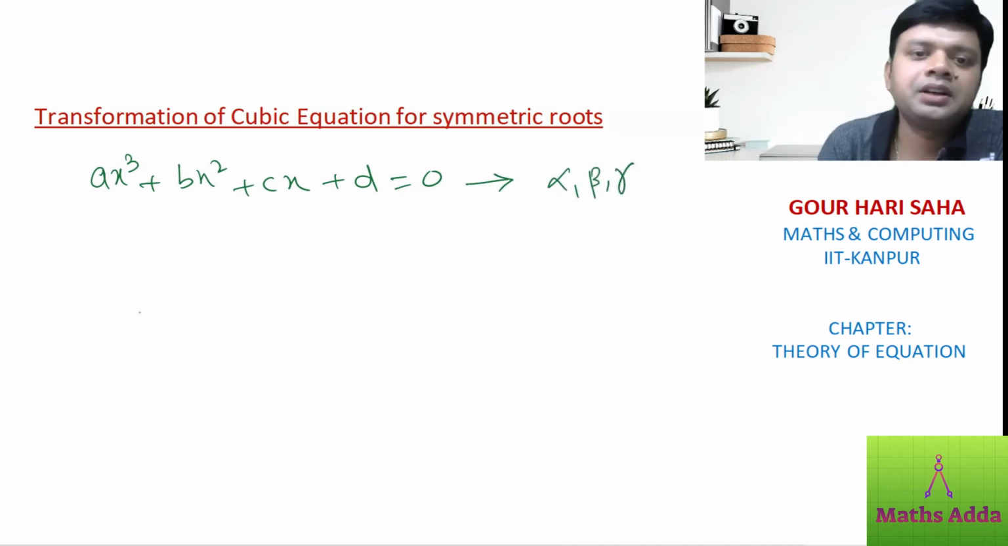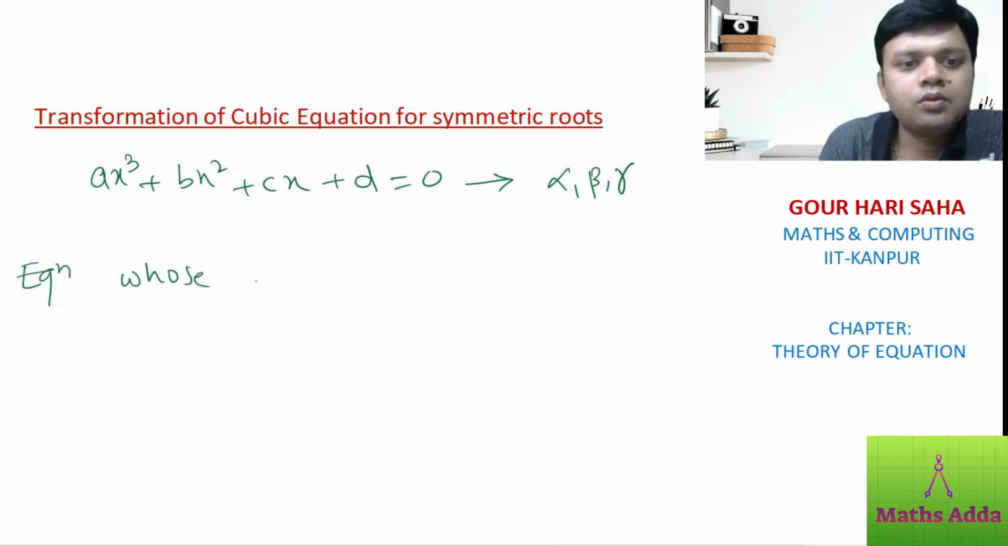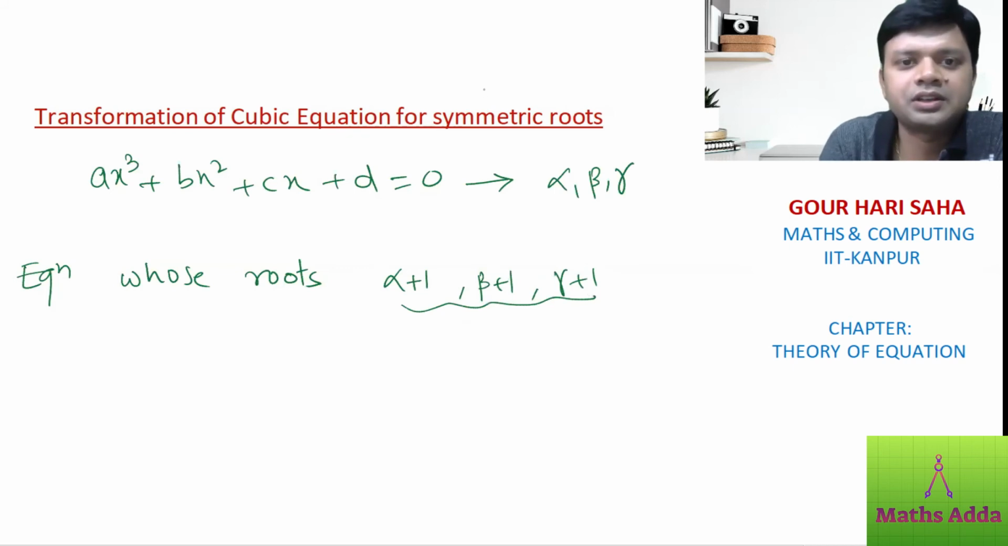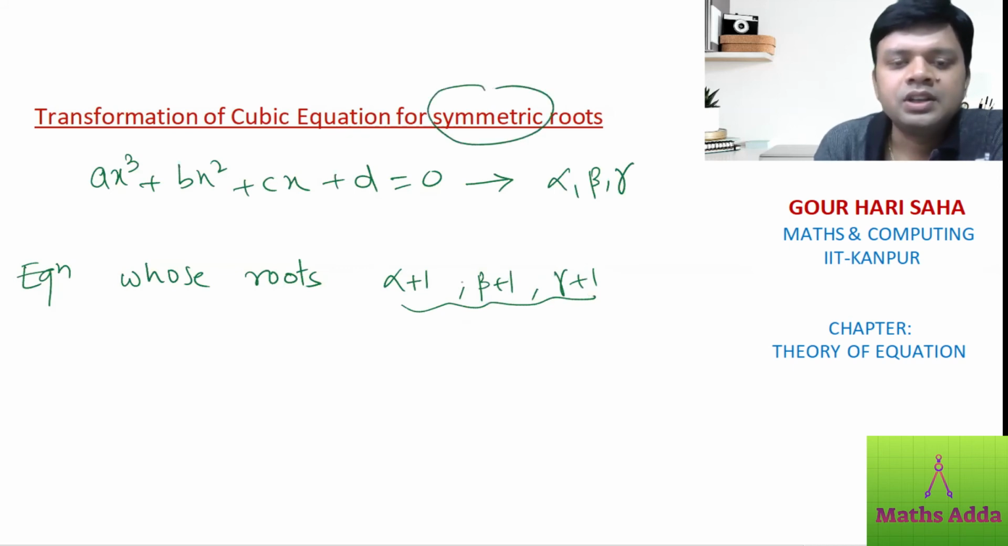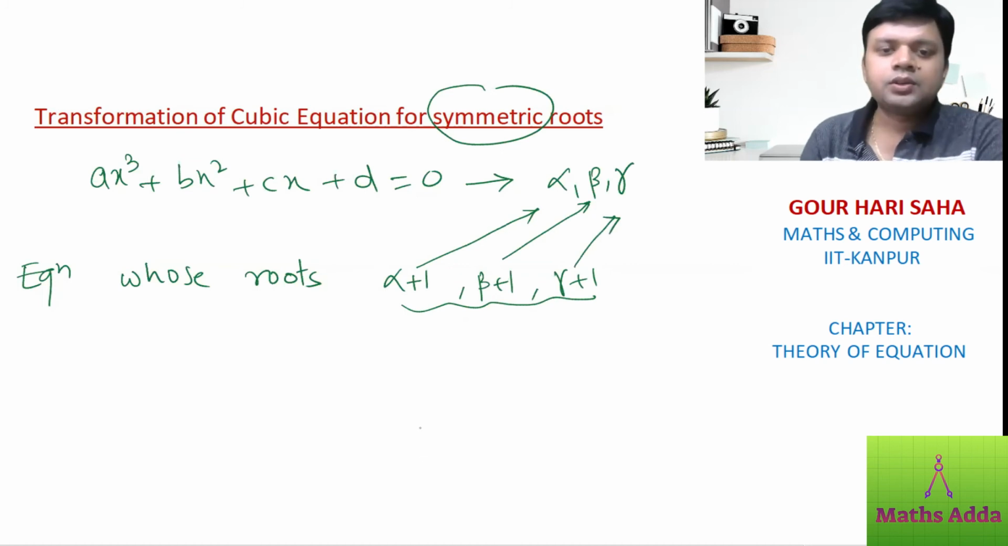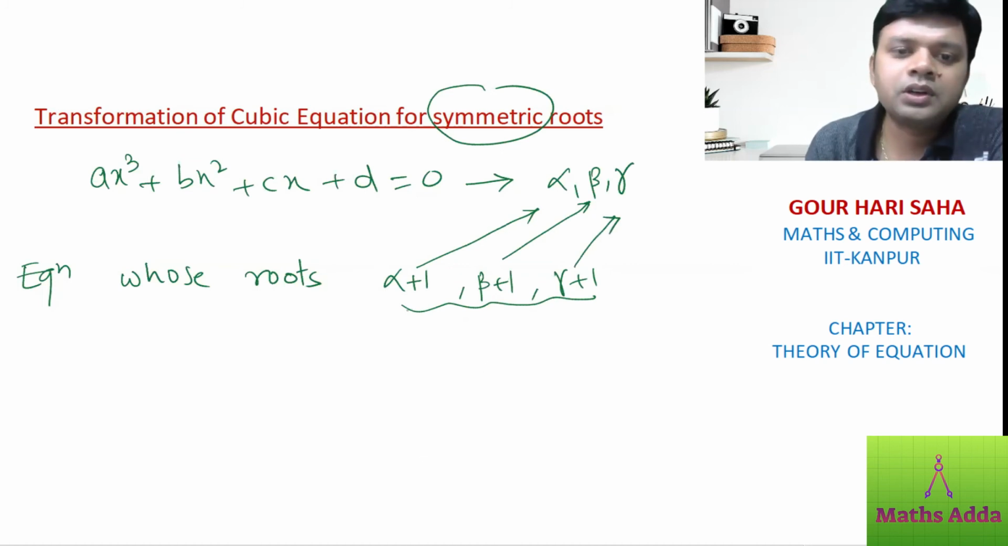I want to find another cubic equation whose roots are alpha plus 1, beta plus 1, gamma plus 1. See, that's what I mean by symmetric here. Symmetric, right, means each root should be connected in the same way with the previous one, otherwise we cannot apply this method. So alpha plus 1 is the new root.